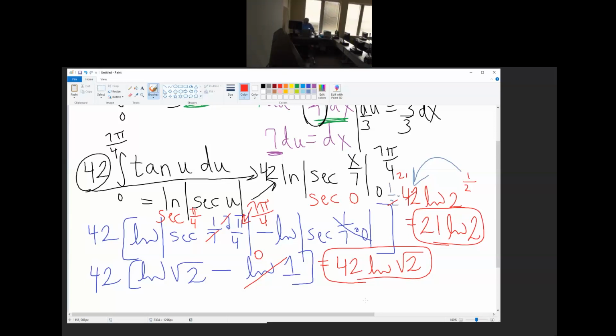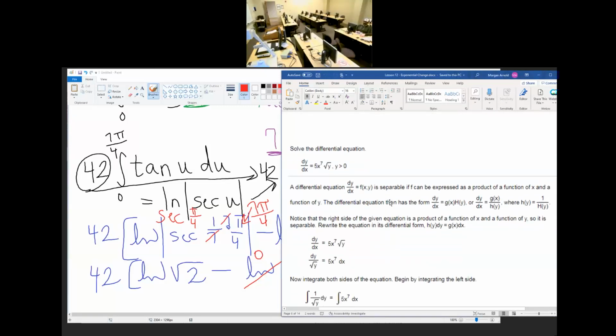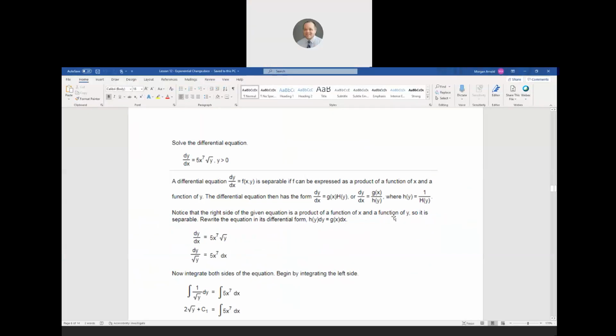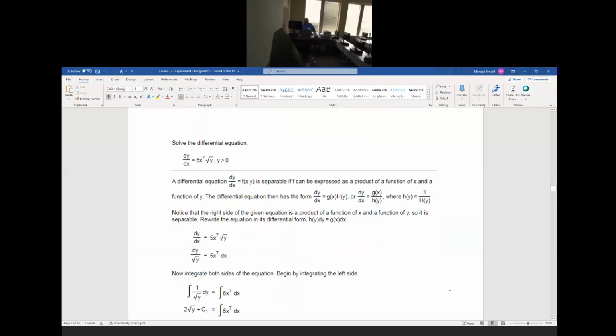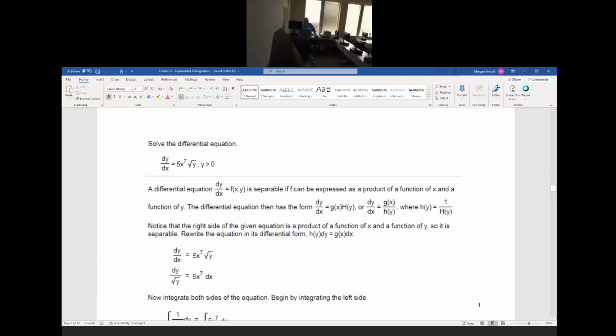Okay, another thing that you'll see in lesson 12 is kind of a review, what's called a differential equation. Can you guys see that okay on your end? Yeah. Okay. Yeah, we can see you.